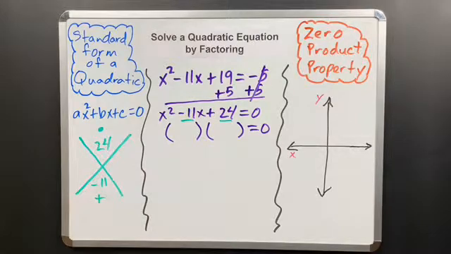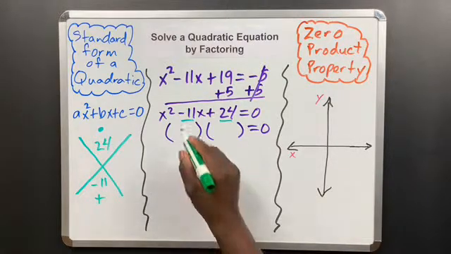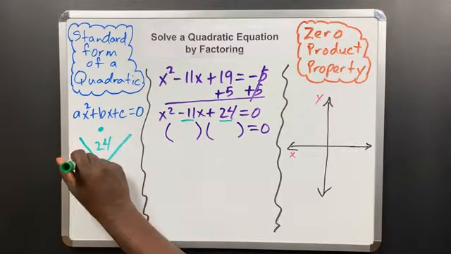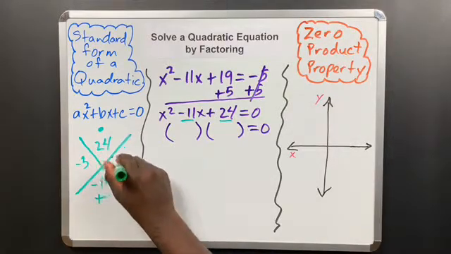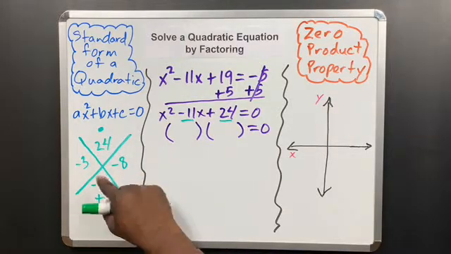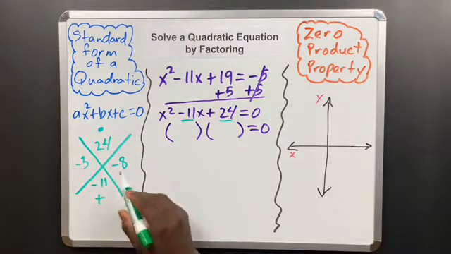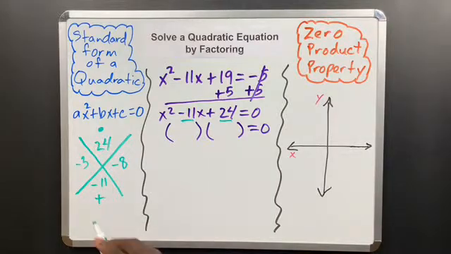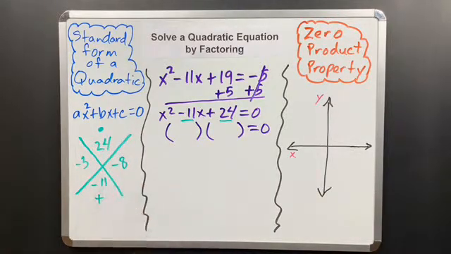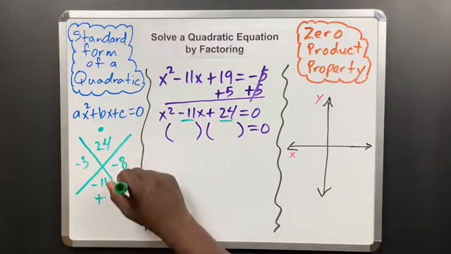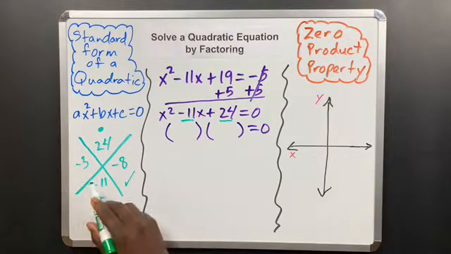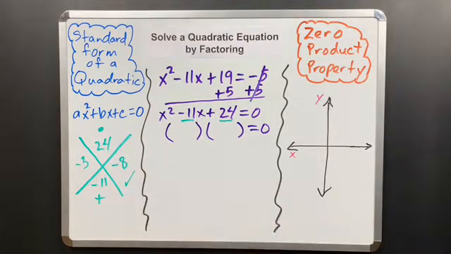Okay. All right, we need to get a negative in there, so I'm going to try negative 3 and negative 8. Now, negative 3 times negative 8 gives me a positive 24. That's great. Negative 3 plus negative 8 gives me a negative 11. So I'm just going to say that's a check. All right, so what does that mean? We take this information and transfer it over here.